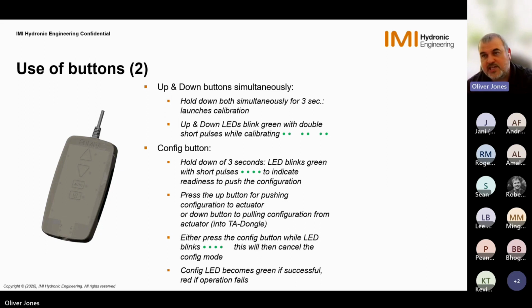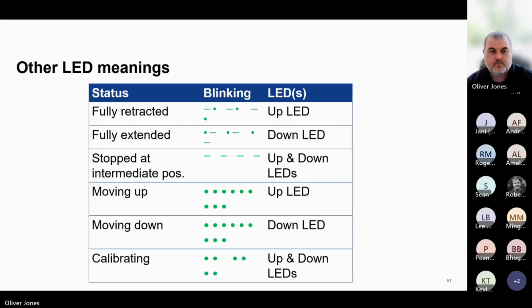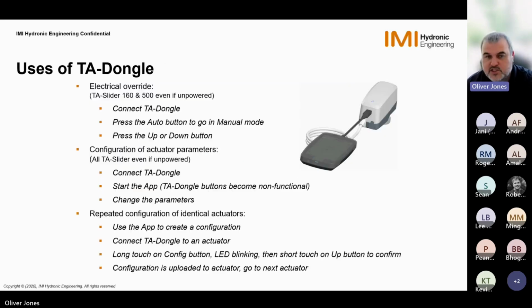The config button actually allows us to push digital configurations to the actuator. I won't go too much into this because we're going to lead on with this in a little bit more detail next week, but just to show that there's a functionality there and it's available. And this is just an indication of the LEDs and what they mean as the dongle is performing and doing the work you expect it to do.